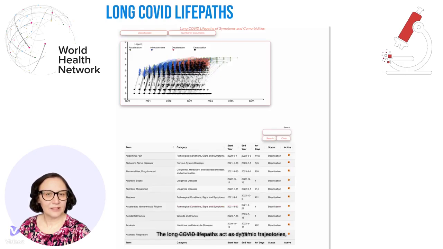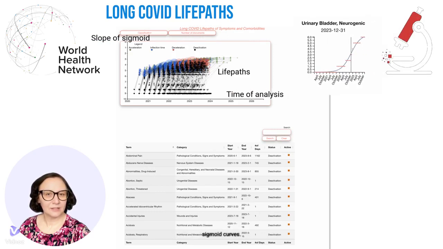The long COVID life paths act as dynamic trajectories, providing a visual representation of the evolving patterns within documents related to diseases and chemical terms. These life paths illustrate the journey of terms through the parameter space. On the graphical representation, the x-axis corresponds to the time of analysis, while the y-axis signifies the slope of the sigmoid curves. Each life path is marked by events, represented by dots, symbolizing the outcomes of fitting term time series to sigmoid curves.